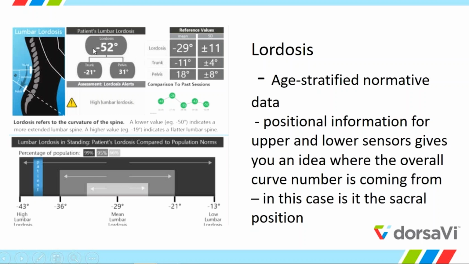And then if you look over here at my report, my pelvic sensor is at 31 degrees of flexion or nutation, and my trunk sensor is at 21 degrees of extension. So if you take that 21 degrees of extension in the negative direction all the way over to 31 degrees of flexion, you're going to get this 52 degrees. So -21 plus 31 is 52. So that is the difference between the position of those two sensors. And then we have an alert. Yes, this is true. This is a high lumbar lordosis.